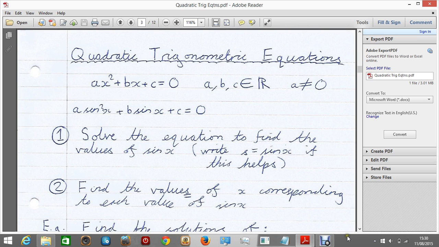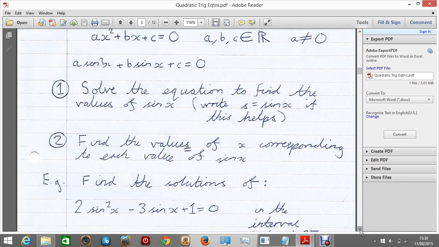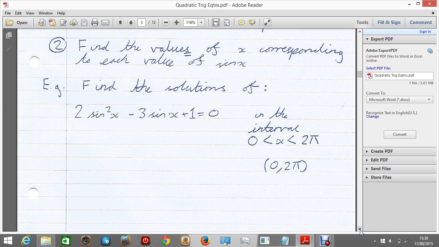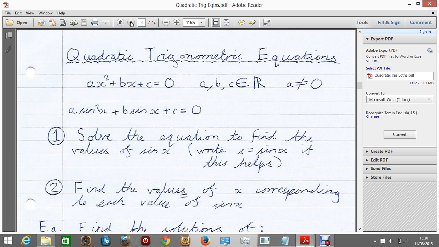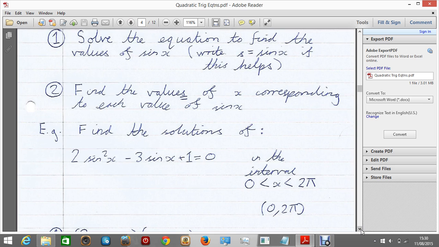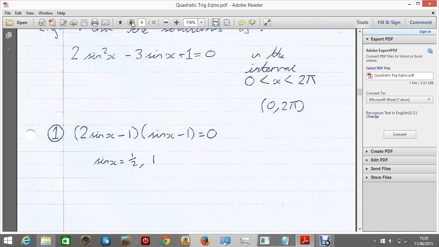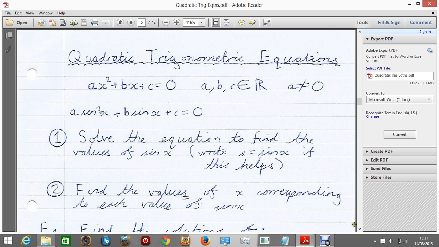So anyway, here's an example. Find the solutions of 2 sine squared x minus 3 sine x plus 1 equals 0. Now often the question will tell you an interval, so in this case I put an interval, x between 0 and 2 pi. Underneath that's just a different notation for the same thing. Right, so the first step is to find the value of sine, which I've found here. It's 1 or it's a half. So then you have to find the values of x which give you sine x equals 1 or sine x equals a half. So that's what the next step is.